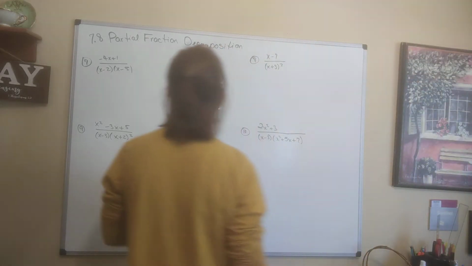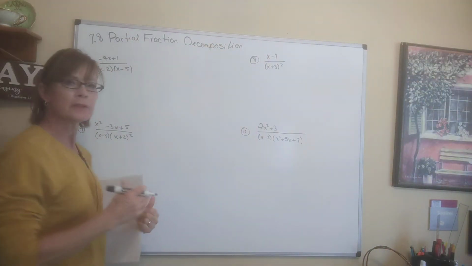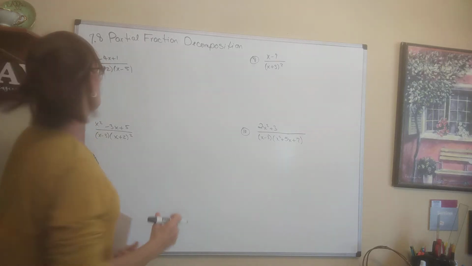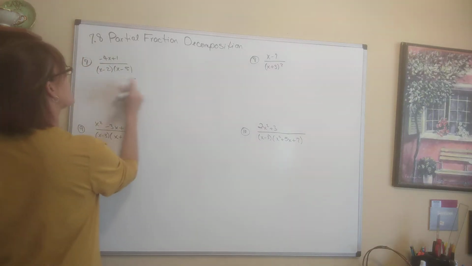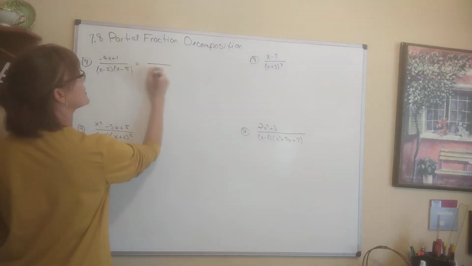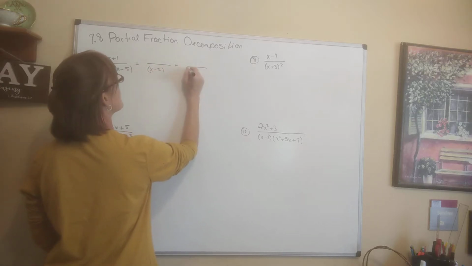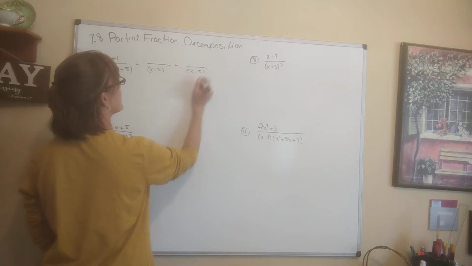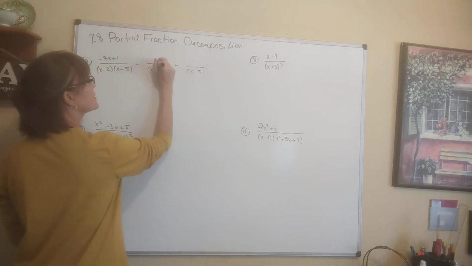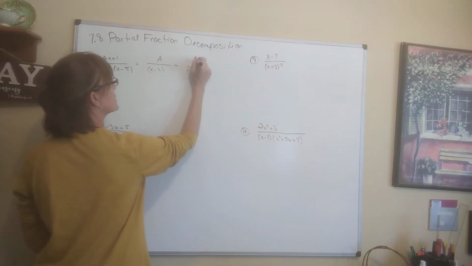Okay, now we're going to do not just the setup, but the entire partial fraction decomposition. So it goes like this. Number 7. This came to us factored. Very nice. This is going to be something over x minus 2 plus something over x minus 5. And so 1 less than 1 is just some constant, just like that.